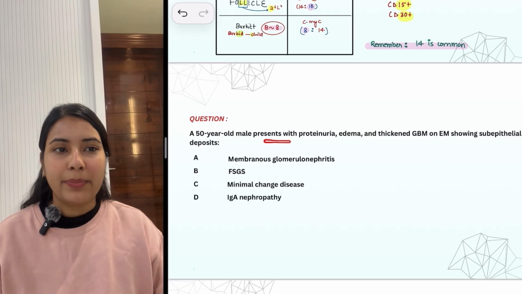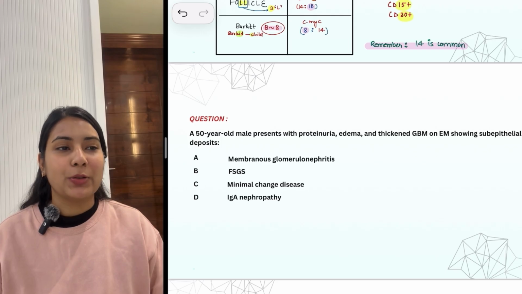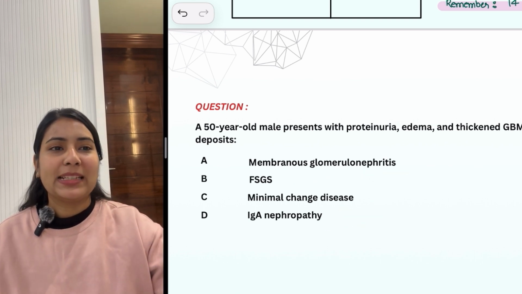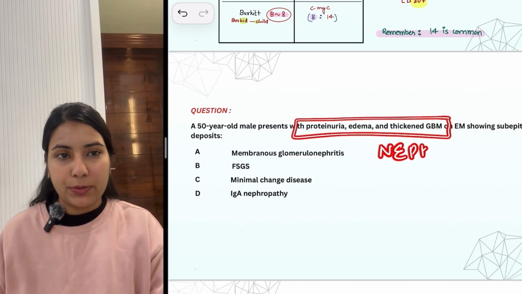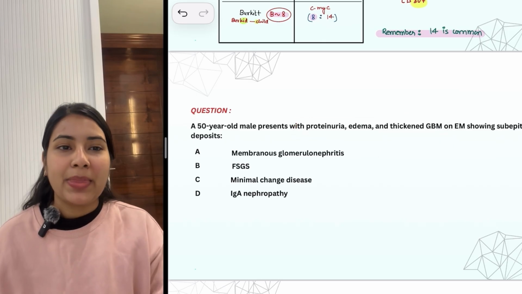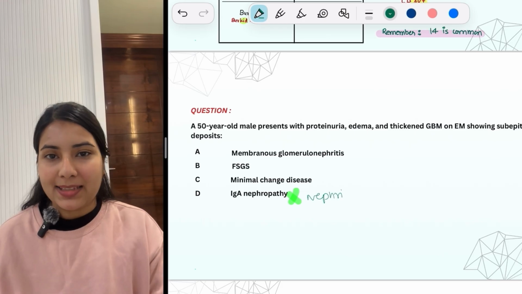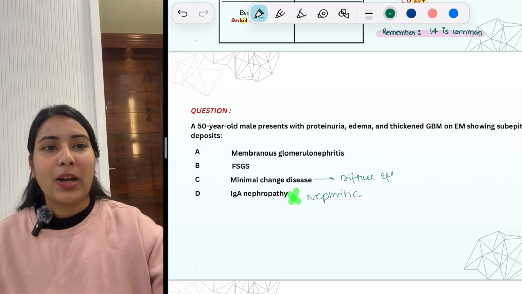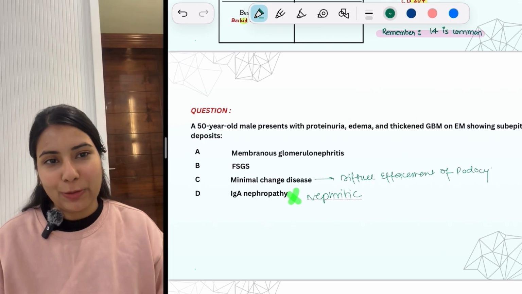A 50-year-old male presents with proteinuria, edema, thickened GBM, and on electron microscopy it shows subepithelial deposits. Your options are membranous glomerulonephritis, FSGS, minimal change disease and IgA nephropathy. So this is a typical proteinuria, edema and thickened GBM. So this is mainly talking about your nephrotic syndromes. So IgA nephropathy is out of the option, and electron microscopy is showing subepithelial humps. You don't see anything as such in minimal change disease except for diffuse effacement of podocytes. So minimal change disease is out. And now you have two options, membranous glomerulonephritis and FSGS. So the answer here is membranous glomerulonephritis.